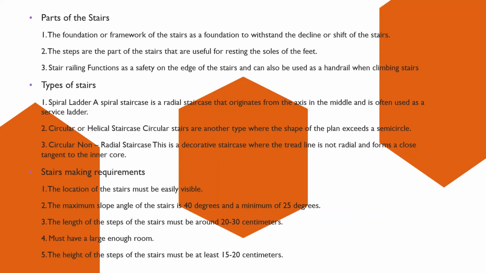Things to be considered: stair making requirements. Number one, the location of the stairs must be easily visible. Number two, the maximum slope angle of the stairs is 40 degrees and the minimum is 5 degrees. Number three, the length of the step of the stairs must be around 2-3 centimeters. Number four, must have a landing room. Number five, the height of the steps of stairs must be between 15 and 20 centimeters.